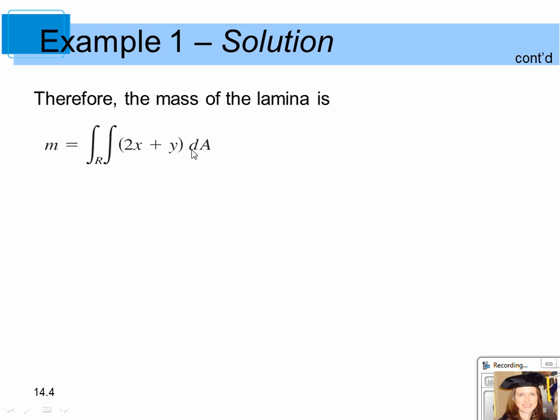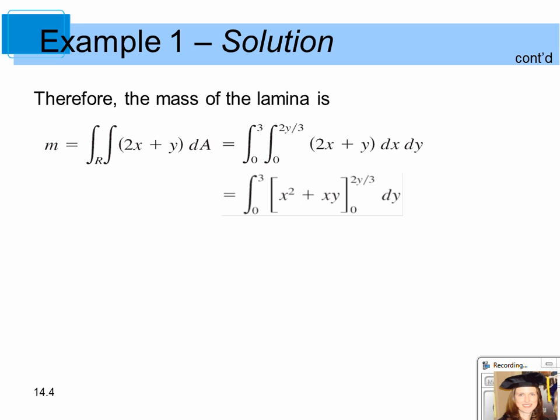So the mass of the lamina is the density function, which was defined to be 2x plus y, times the differential area. And we can determine the bounds of integration, where y goes from 0 to 3 and x goes from 0 to 2y over 3 of the quantity 2x plus y dx dy. When you integrate the inside, you treat x as the variable and y as a constant. The antiderivative of 2x plus y is x squared plus xy. You evaluate this at the upper bound, replacing x with 2y over 3, and then replacing x with 0, and simplify the result.